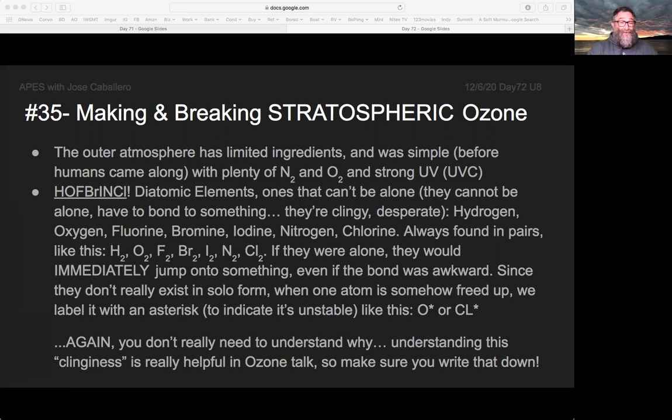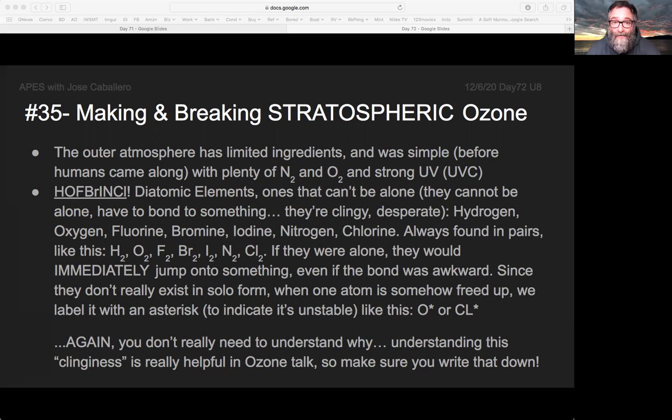And it sucks, but usually if you just say Hofbrinkel a long time, you'll eventually remember it. So keep saying Hofbrinkel. These are always found in pairs, like that. Two of them, Hofbrinkel. H2, O2, F2, Br2. Anyway, that's why we always write them in twos.